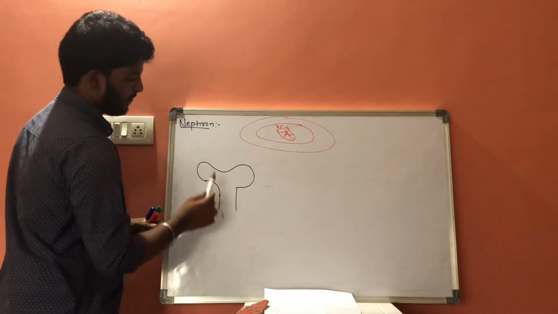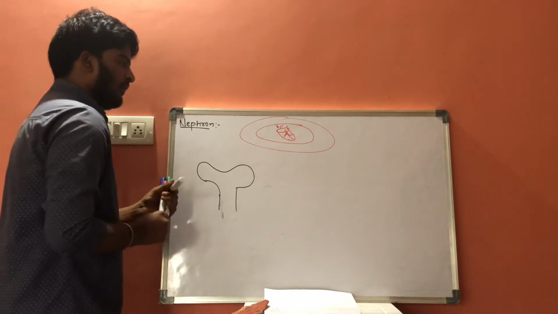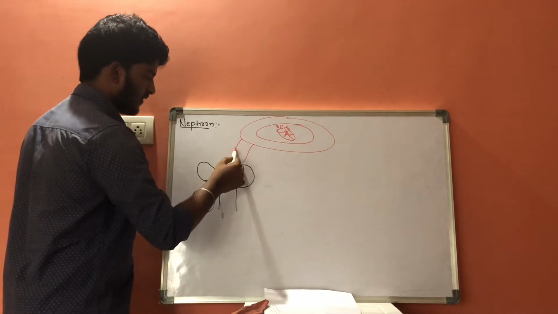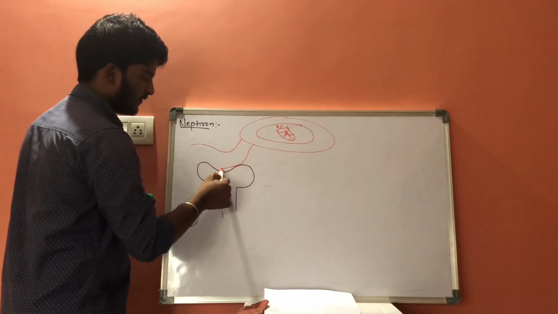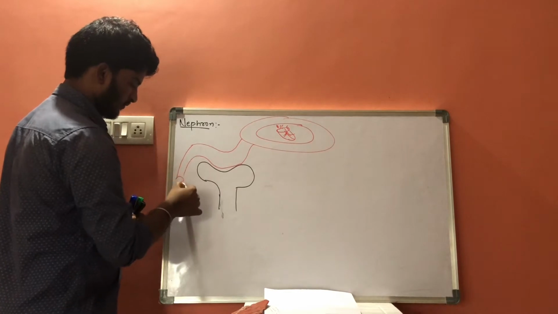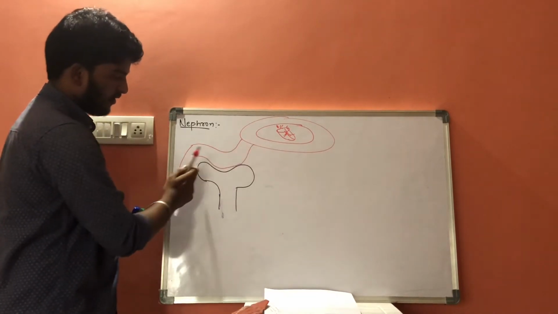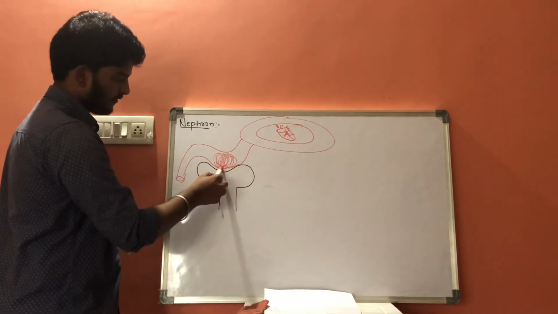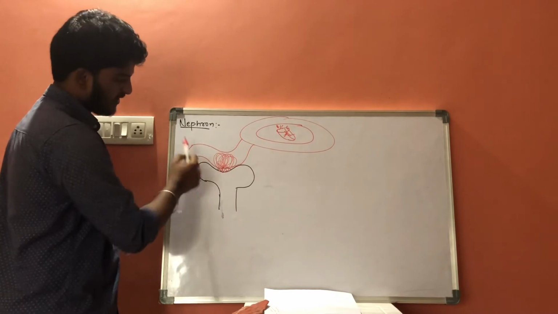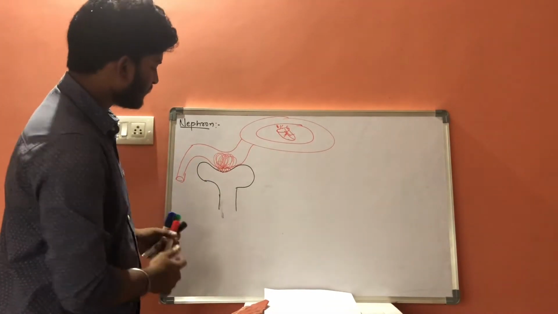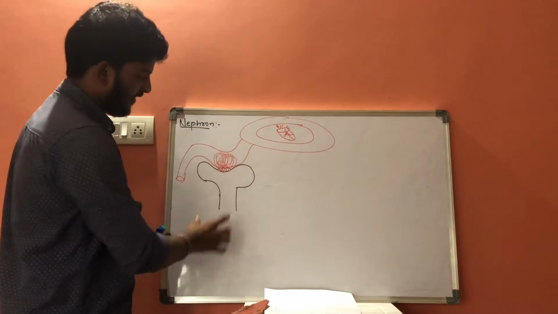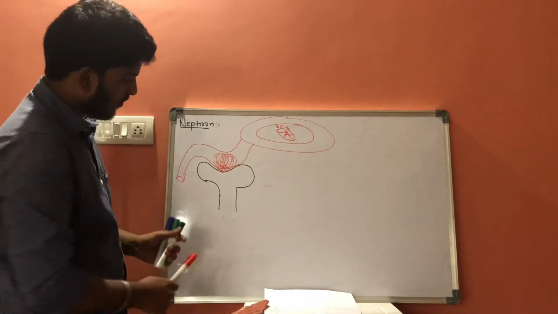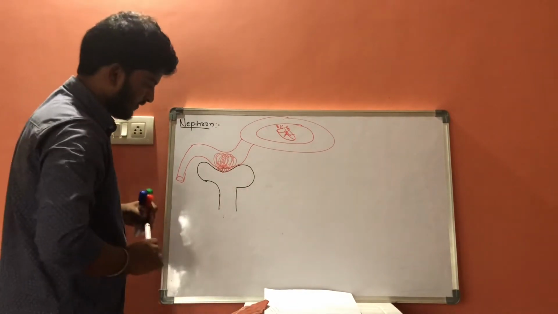This is Bowman's capsule. From the cardiovascular system, blood will be reaching towards this. This is the efferent arteriole, and here it is a glomerulus. So this is the first part of the nephron, which is Bowman's capsule. This is a glomerulus and this is a Bowman's capsule.